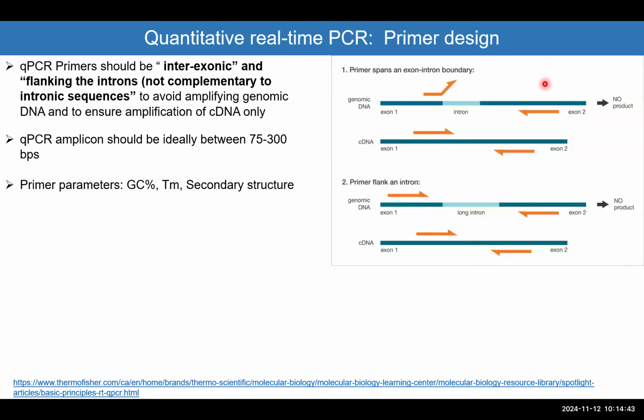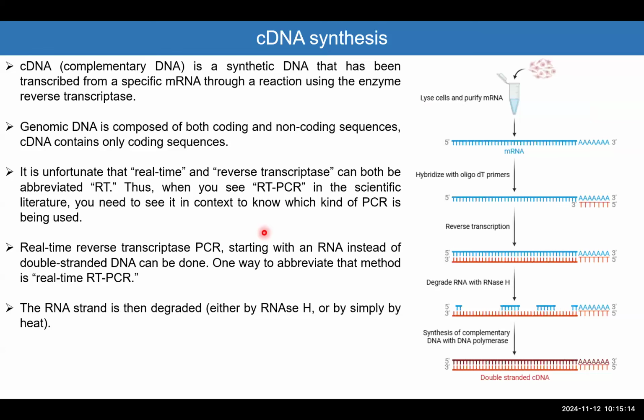Depends on the exon you are choosing, but don't make that primer anneal or be complementary to the intron, because then you will pick up the genomic DNA, not the coding DNA. And be careful that when you are generating qPCR primers, don't exceed 300 base pairs, and look at the classical parameters that we have to take care of, which are the GC content, melting temperature, and the secondary structures. Okay, now when we are generating the cDNA for the qPCR, there are two different categories.